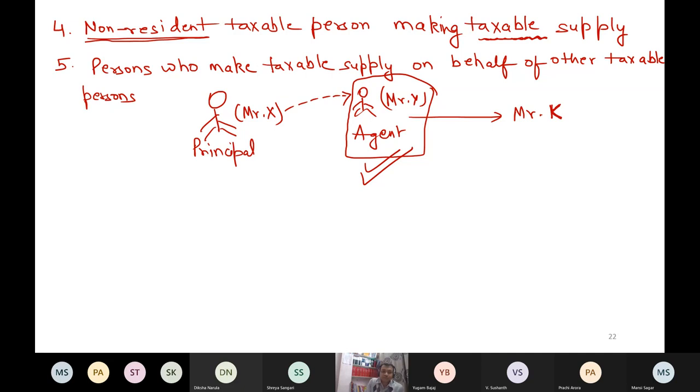Sixth point. Persons who are required to deduct tax at source, or tax collected at source, you can say.